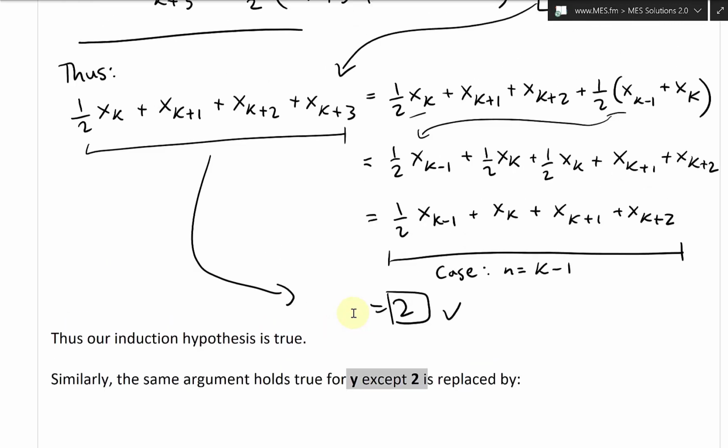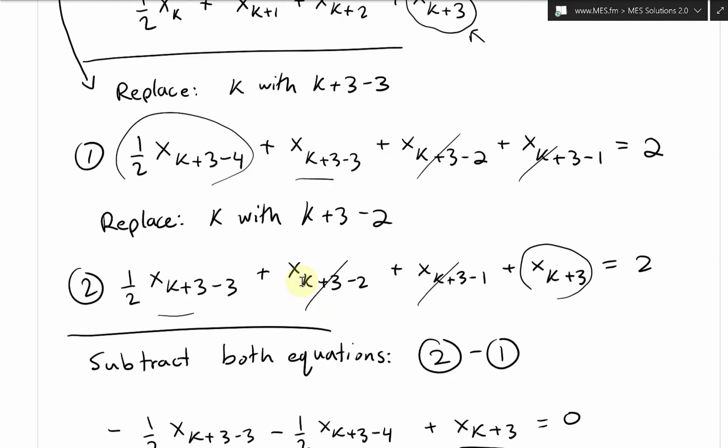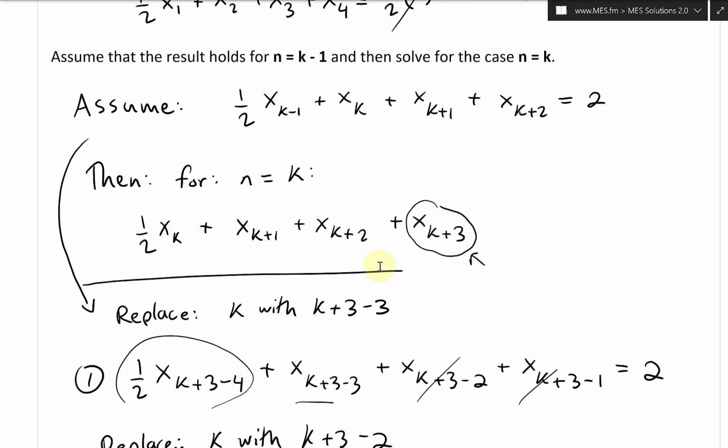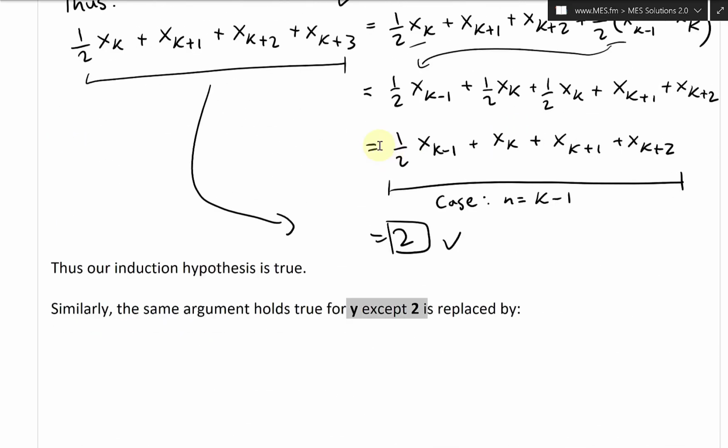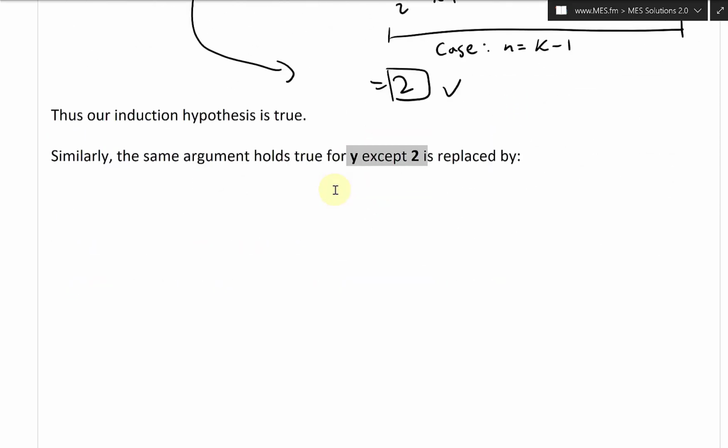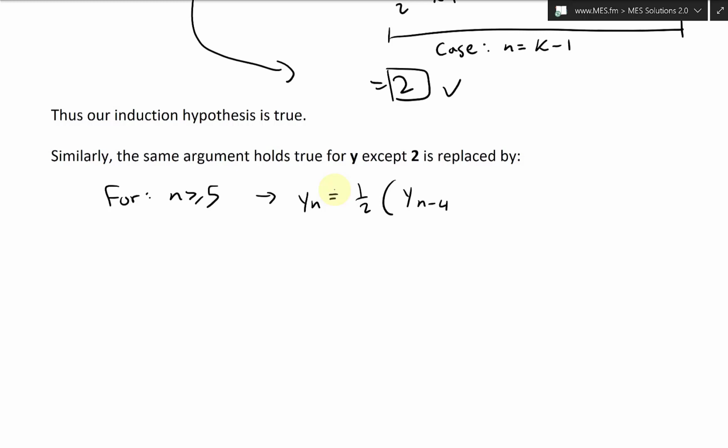replaced by something else. We can do the exact same steps, but we're going to take that same equation, 1/2 x_n plus x_(n+1) plus x_(n+2) plus x_(n+3), and then instead of 2, we're going to solve for what it should be. So I'll write, for n greater than or equal to 5, y_n is also going to be the average. So y_n is equal to 1/2 y_(n-4) plus y_(n-3). So exactly the same thing, because it's a square.